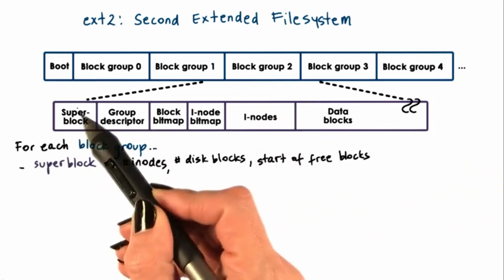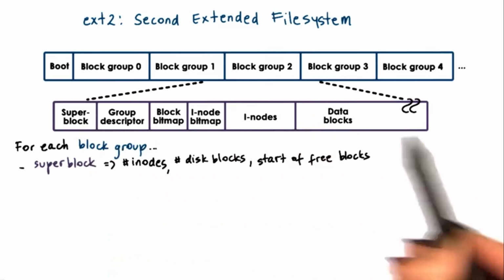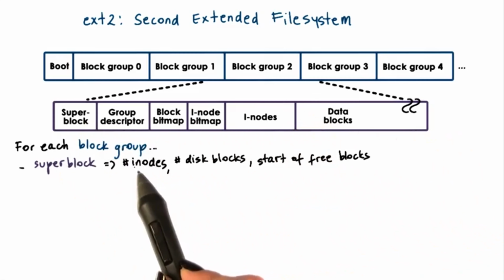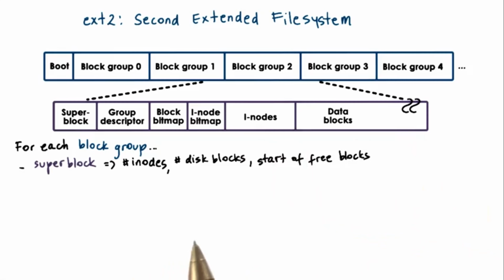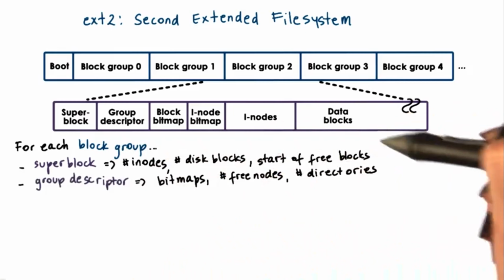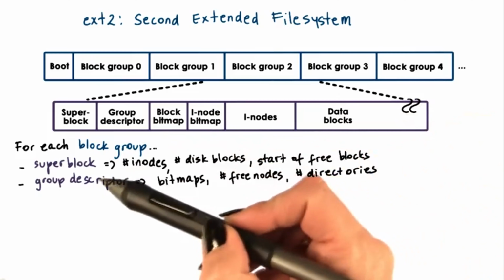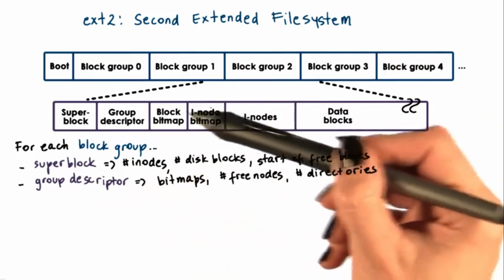The first block in a block group is the superblock, and this contains information about the overall block group. It will have information about the number of inodes, about the number of disk blocks in this block, and it will also have information about the start of the free blocks. The overall state of the block group is further described in the group descriptor, and this will have information about the location of the bitmaps.